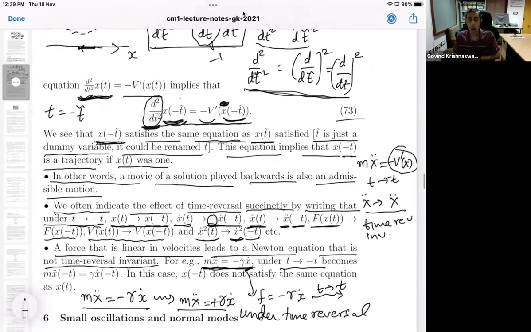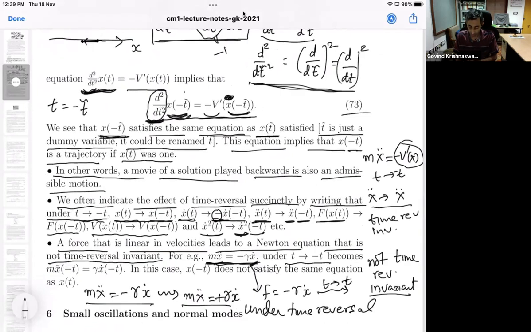What this means is that in general, if x of t is a solution of this equation, then x of minus t will not in general be a solution of the same equation. A movie of a solution played backwards is not an admissible motion in this case. I will say more about this after you do the homework, but any question about this so far?